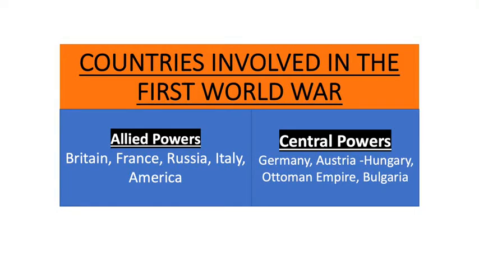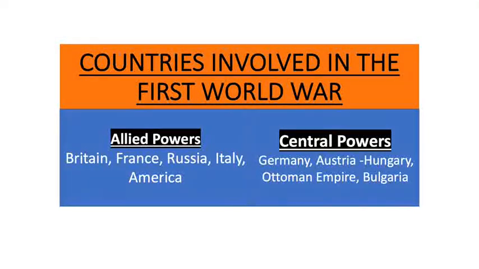So, children, the countries involved in the First World War in the Allied powers: Britain, France, Russia, Italy, and America, and in the Central powers: Germany, Austria-Hungary, Ottoman Empire, and Bulgaria.